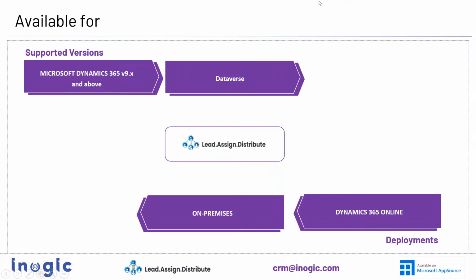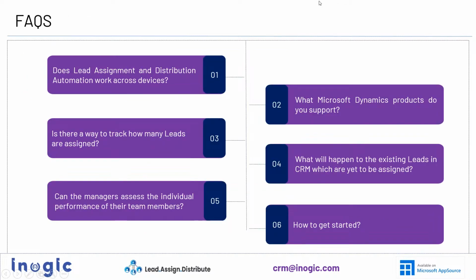Moving to the next one, the frequently asked questions that I have collated over multiple conversations with the prospects and the customers. Does the lead assignment and distribution automation work across devices seamlessly? Whether you are working from web or laptop, tab, or mobile devices, it doesn't matter. It is seamless across all the devices. What Dynamics products do you support? Well, I just now said 9.x and above, Dataverse, online and on premises is the deployment model.